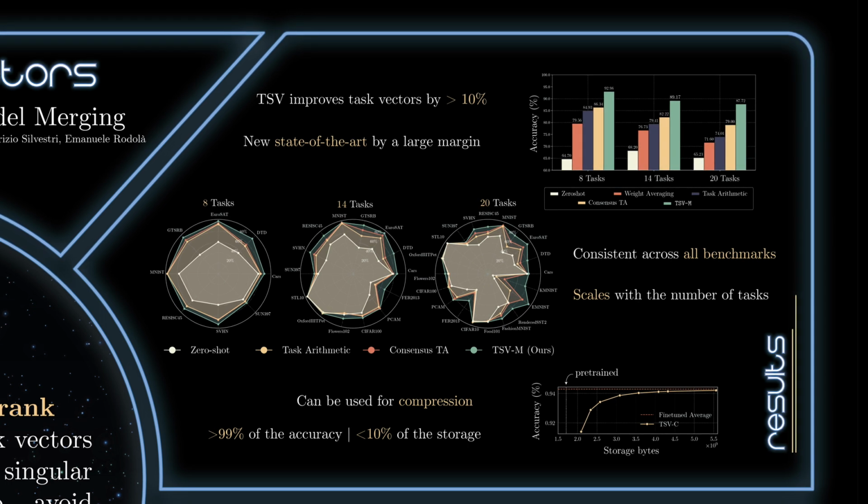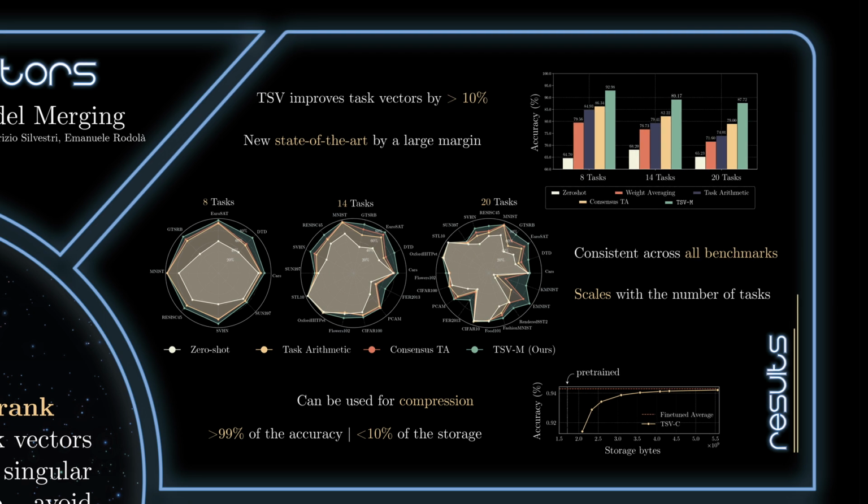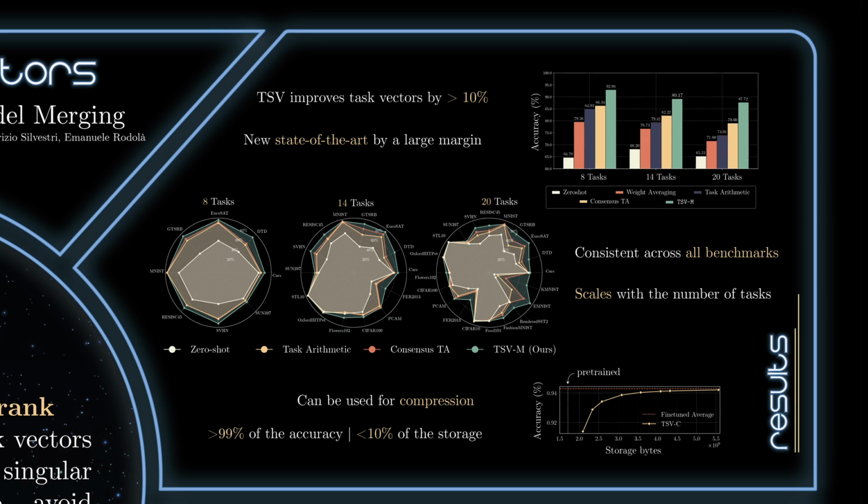Finally, when we do know what task we are dealing with beforehand, we can use the low-rank approximation of the deltas for compression. This results in a model with more than 99% of the original accuracy across all tasks, while having less than 10% of the storage required to keep all the different fine-tunings at once.